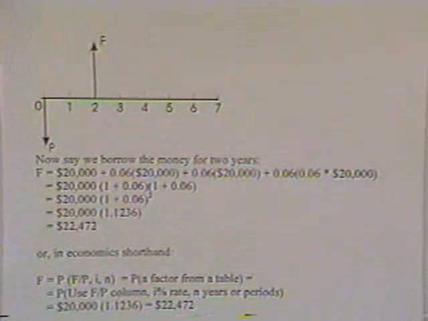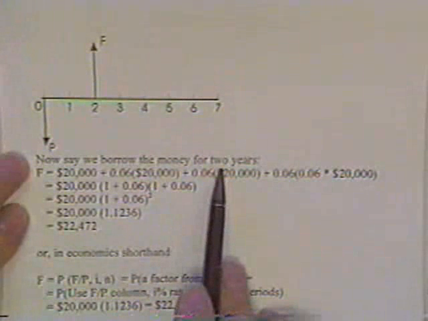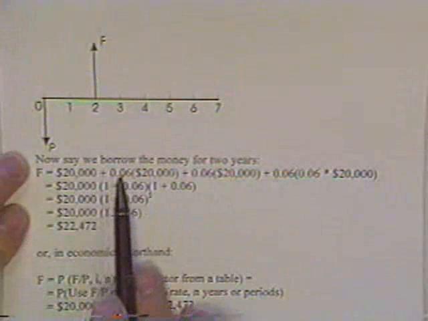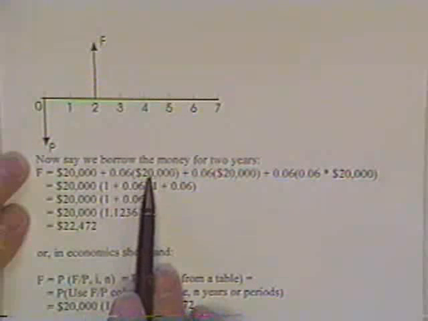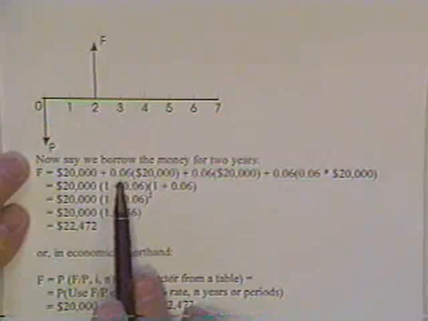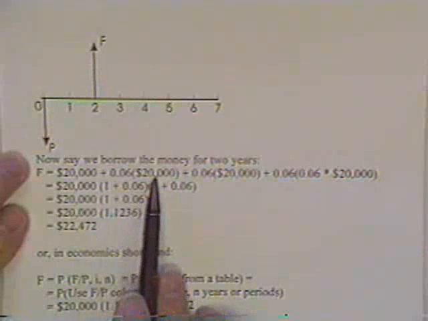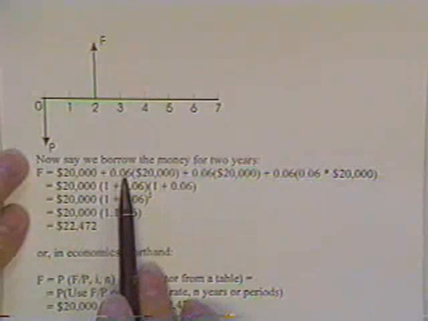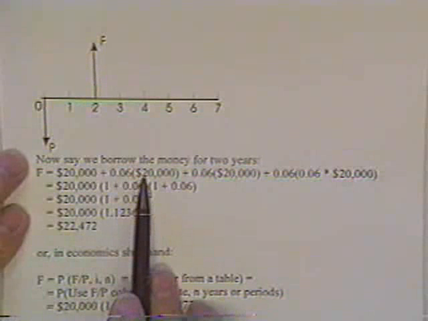Now then, let's say we borrow the money for 2 years. Well, then the guy wants his $20,000 back. He wants 6% of $20,000 at the end of the first year. That's called the compounding period, which is 1 year. And at the end of 1 year, in effect, I really owe him $20,000 plus 0.06 times $20,000.